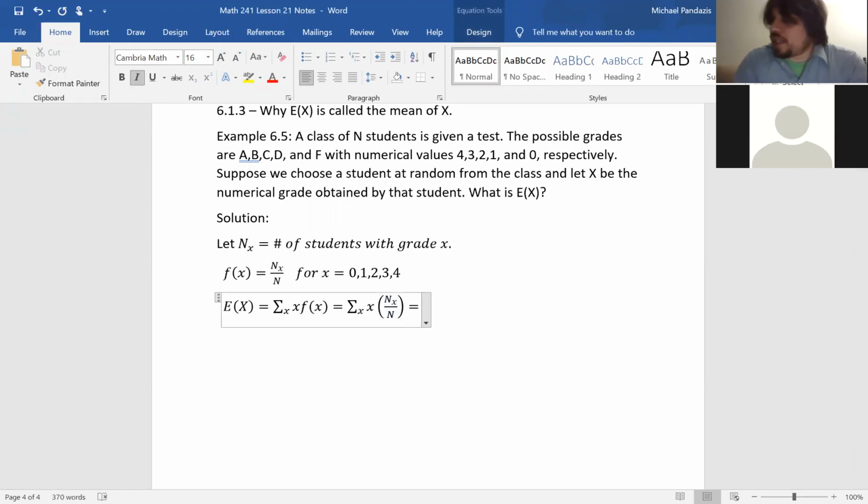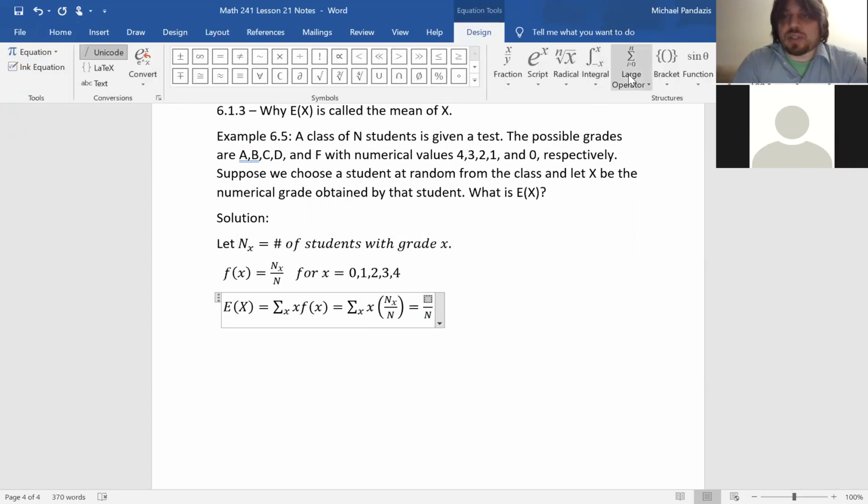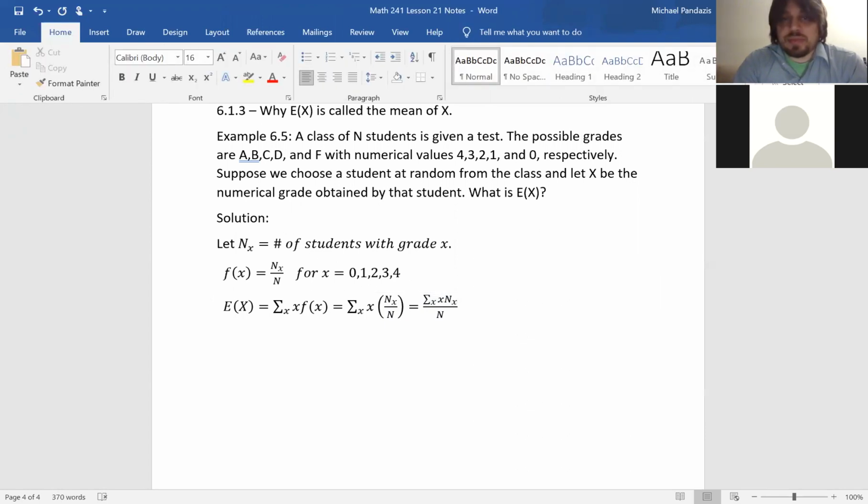Okay, but then that's equal to, now n is just a number, and so you can just factor that out. And then in the numerator, you have everything else. And so in the numerator, you have the sum over all possible values of x, of x times n sub x. Okay. Because it's x times n sub x, and then the 1 over n is in every term, and so you can factor it out of the sum.